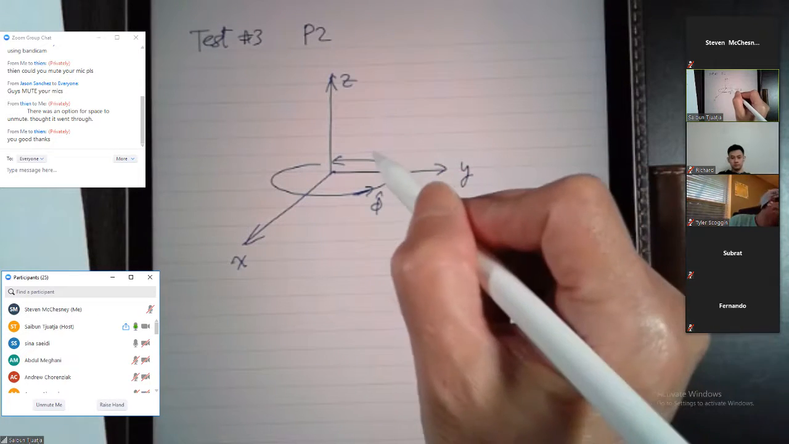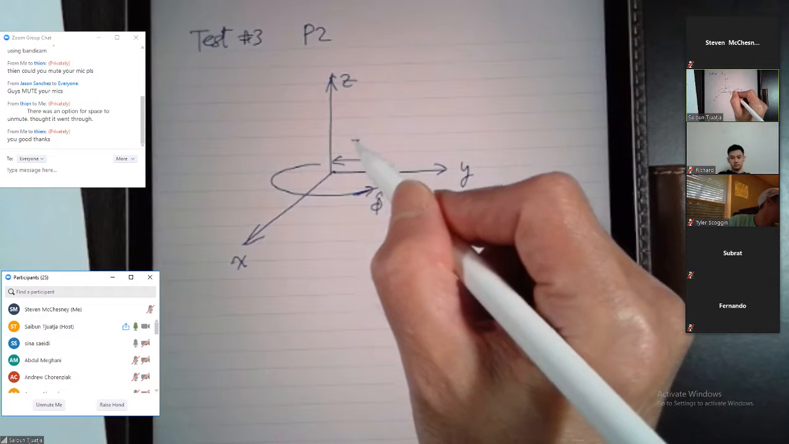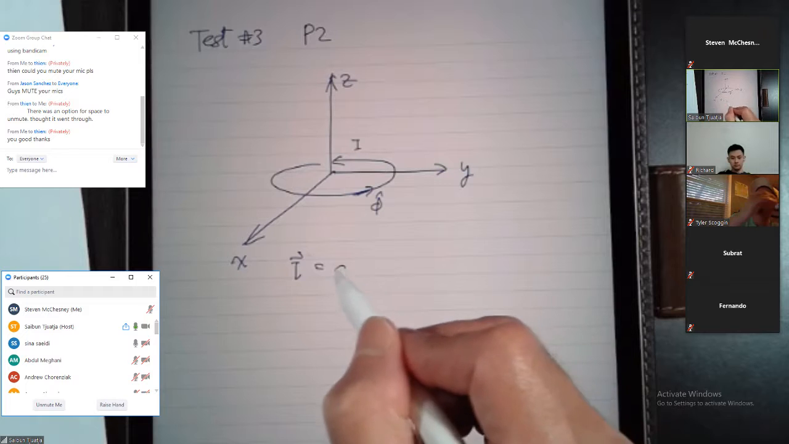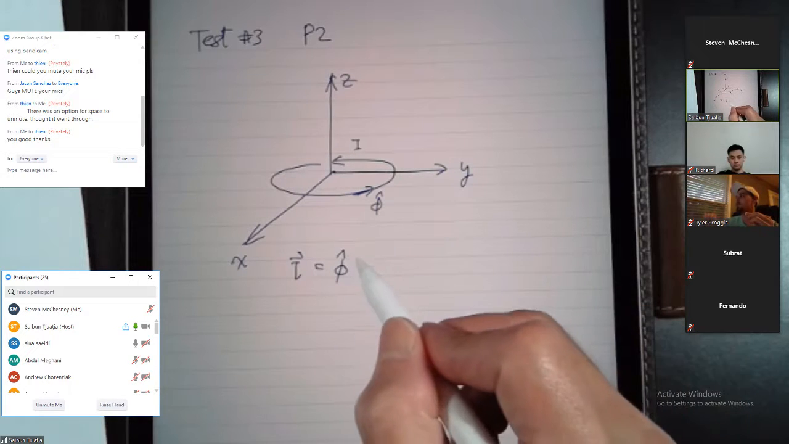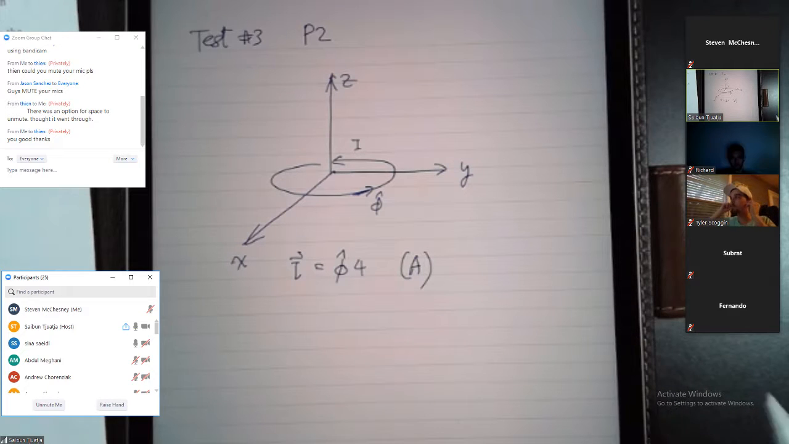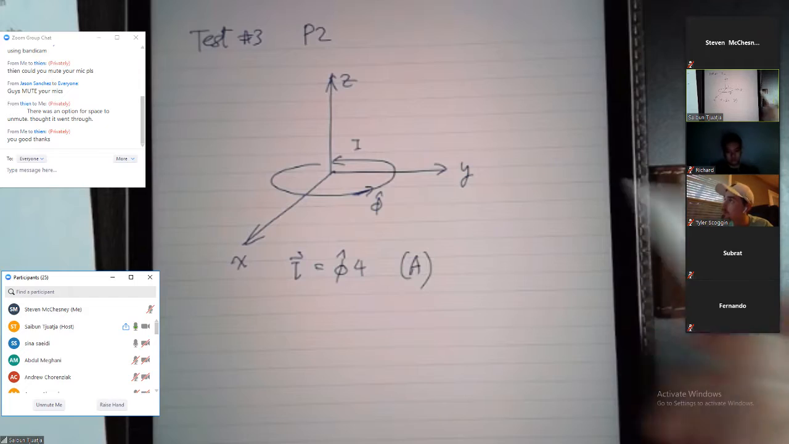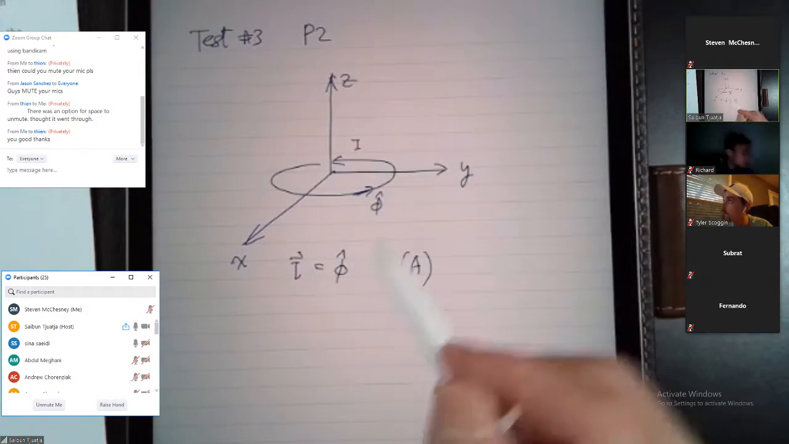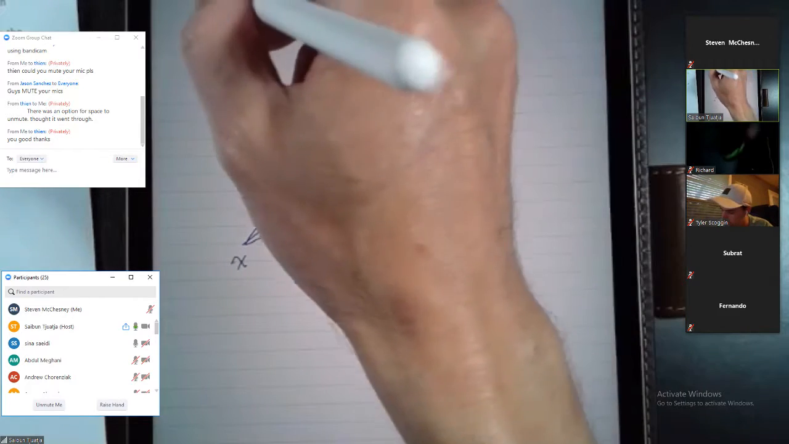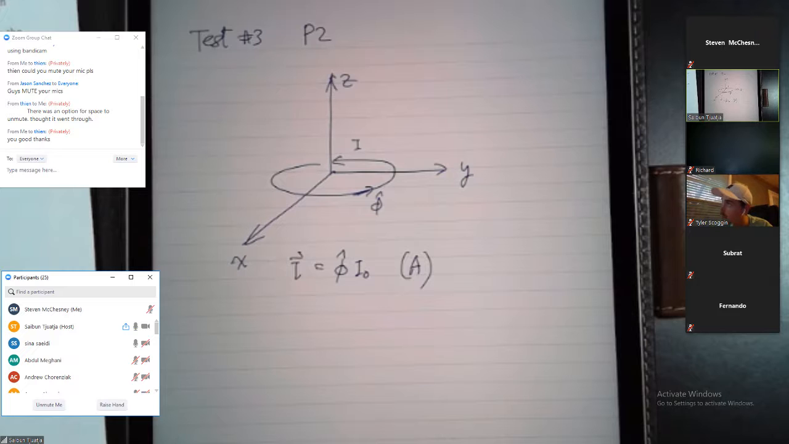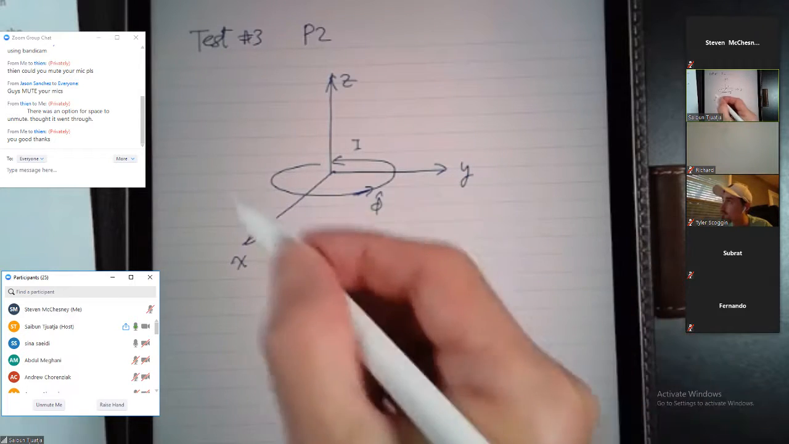So the current I on this loop, I can write the current I is equal to phi hat times 4 amps, right? The unit is amp, so that's what that current is. Or maybe instead of putting the 4 there, let me put it more generally. Let's call this I0. The current I is equal to phi hat I0, let's say, right? So this is the vector going around.